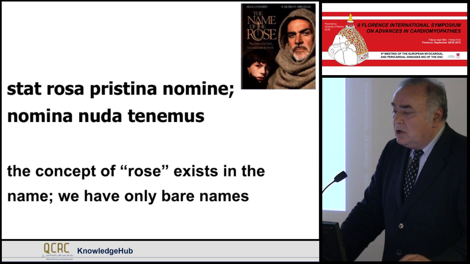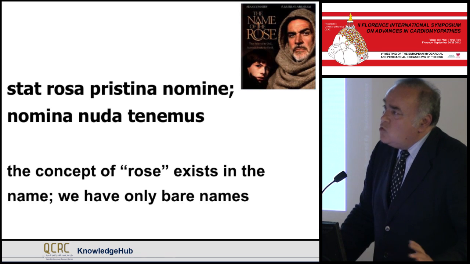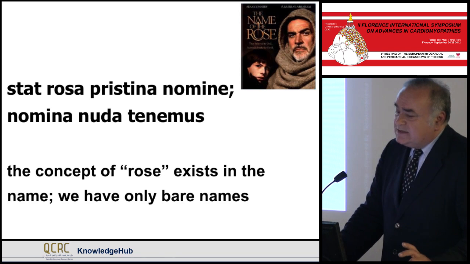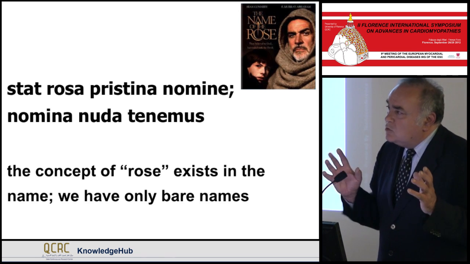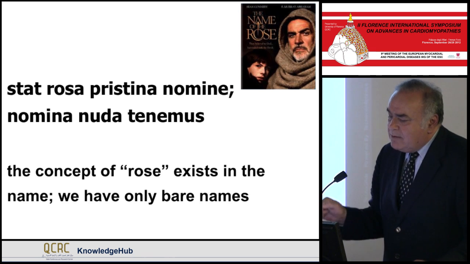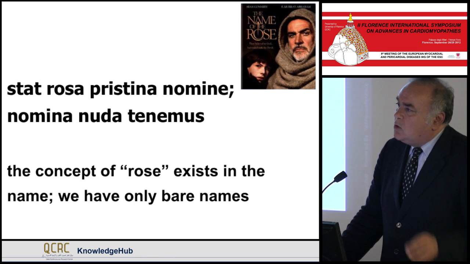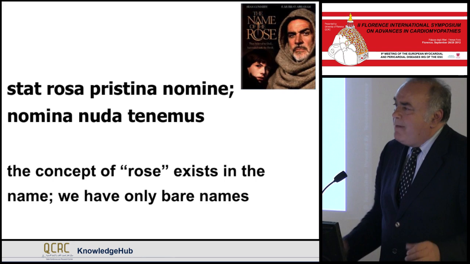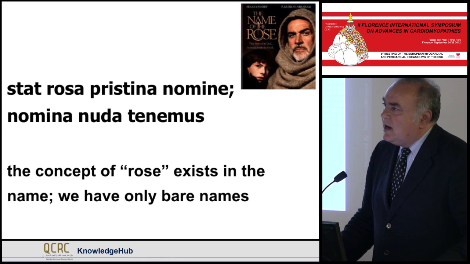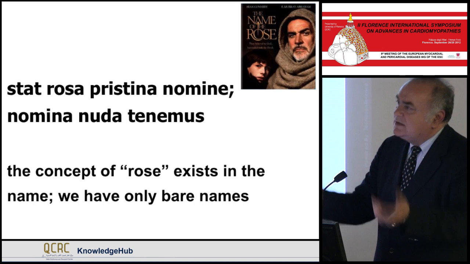So it's the position of the name of the rose. Stat rosa pristina nomine, nomina nuda tenemus. So in other terms, the concept of rose, the universal concept, exists only in the name, and we have only bare names. So it is quite dangerous becoming convinced that the general concept exists, since the name carries on this concept.